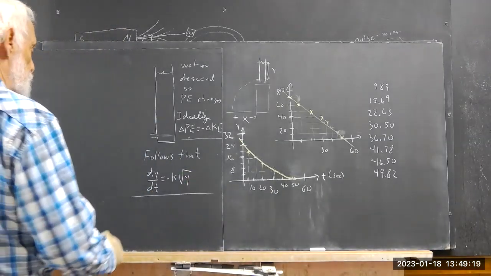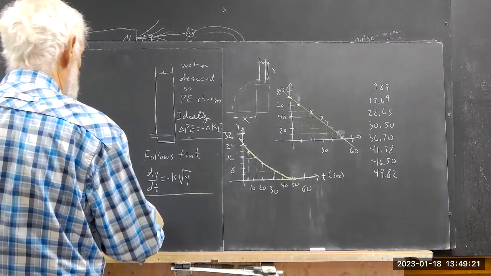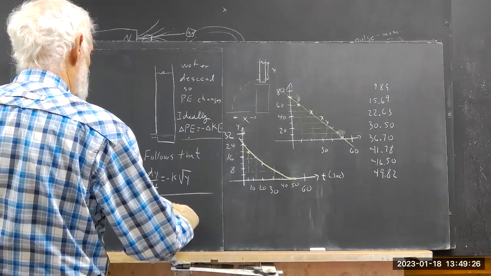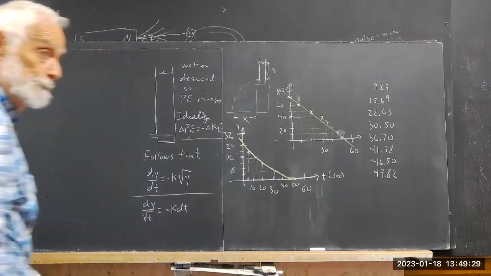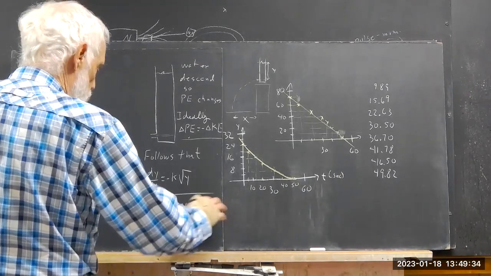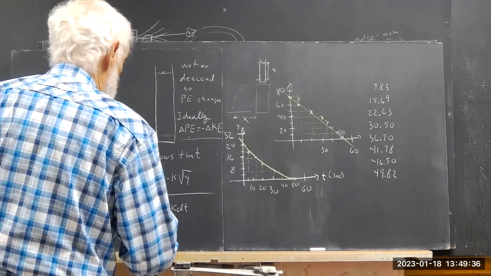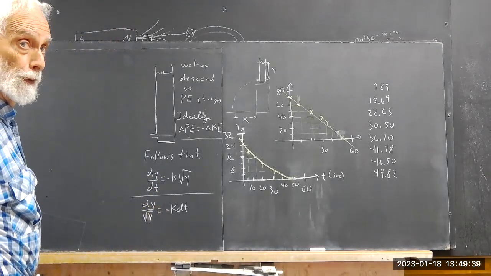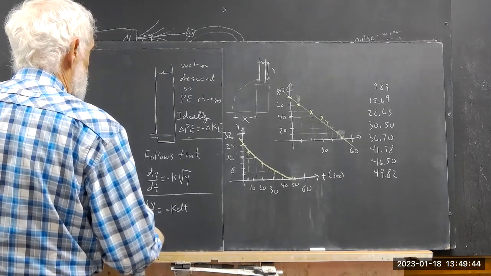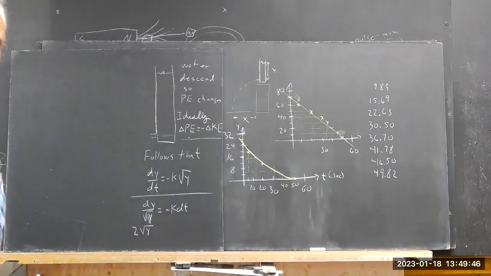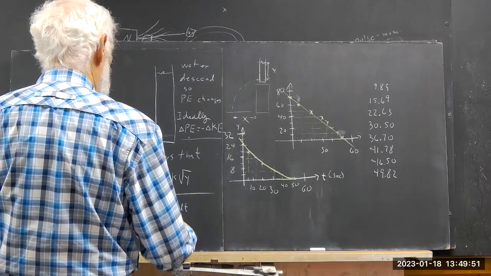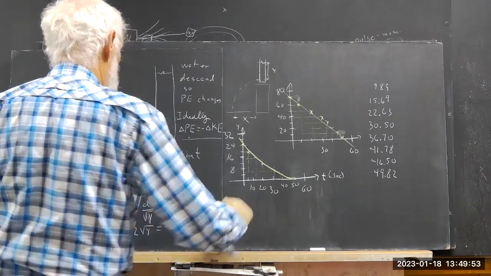How do you solve this equation? Well, I'll solve it for you. It's separable. So dy over the square root of y equals negative k dt. You integrate dy over the square root of y, and you get 2 square root of y. And this is going to equal negative kt plus an integration constant.